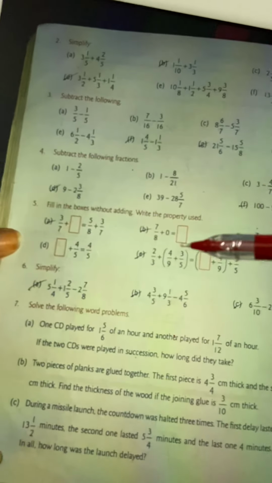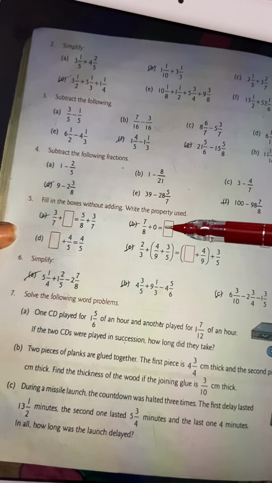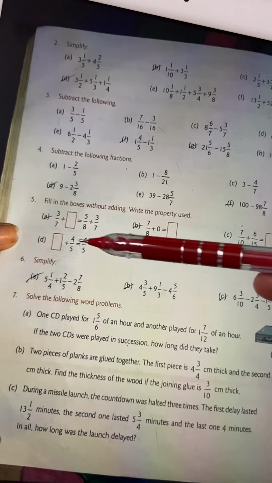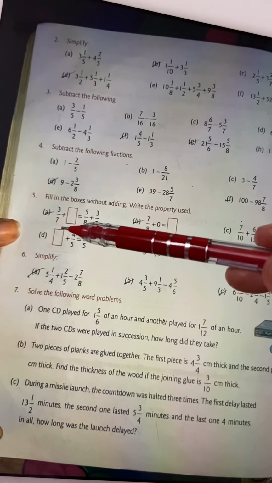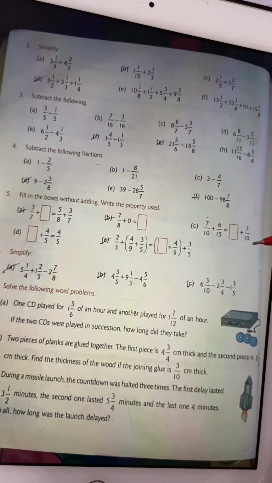Now coming to the fifth question. Any number when added with 0 is the number itself. So here it will be 7 by 8. 4 by 5 and 4 by 5. So for getting the same number you have to add 0. So here this will be 0.